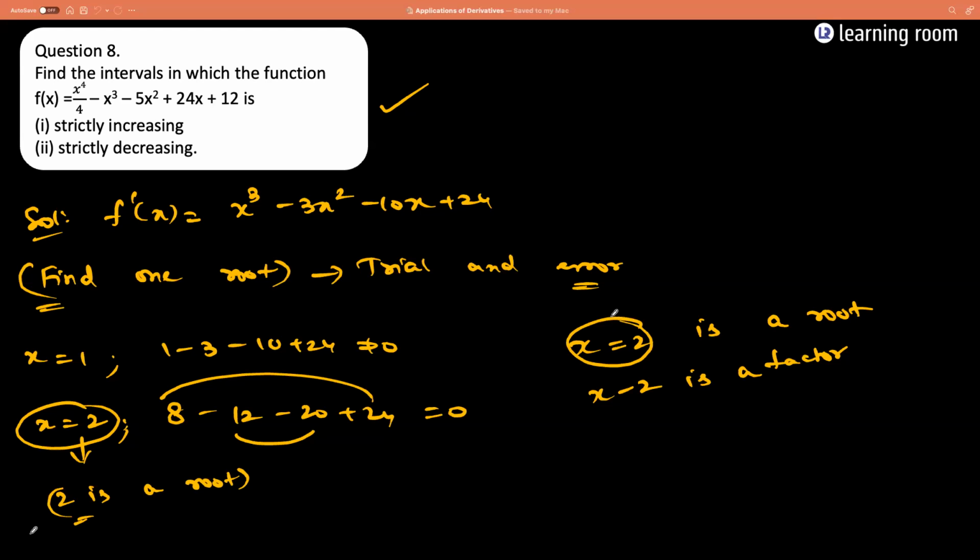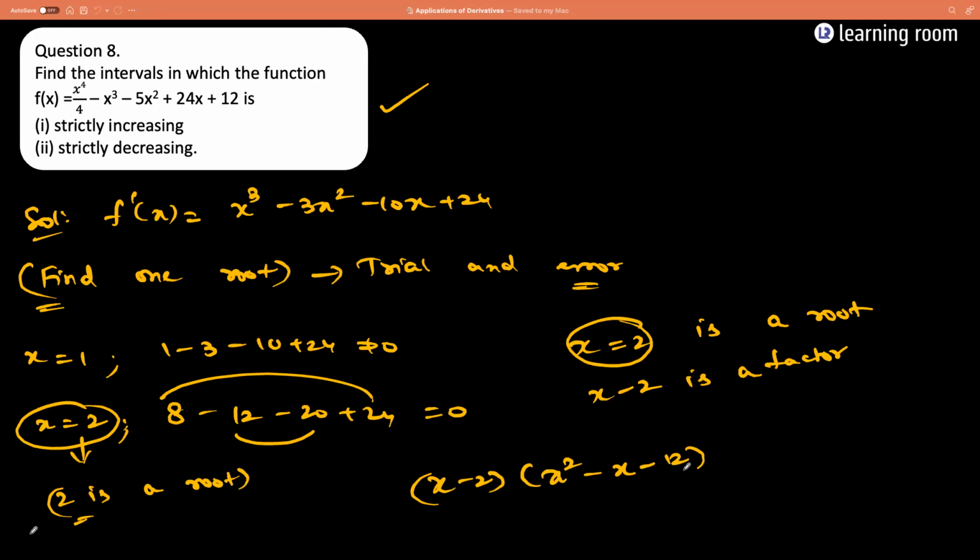By dividing. Sir, it's x square minus x minus 12. X square minus x minus 12. So x minus 2 into x square minus x minus 12, correct? Is this what everyone is getting? X minus 2 into x square minus x minus 12.